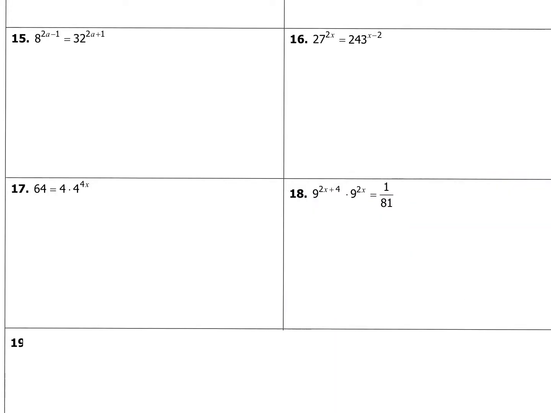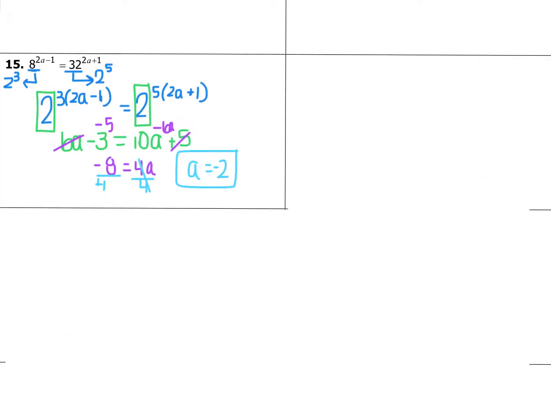All right, 15 through 18, go ahead and work through. Pause the video. All right, so for number 15, hopefully you were able to get that a equals negative 2. If you got that, you can go ahead and skip on. If you didn't, I'll explain it now.